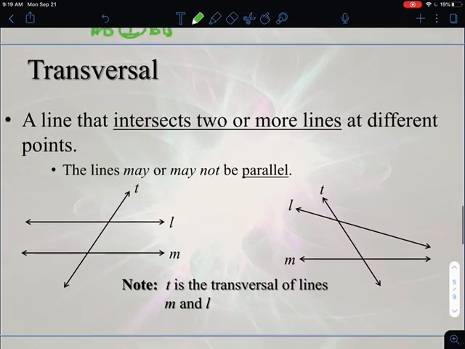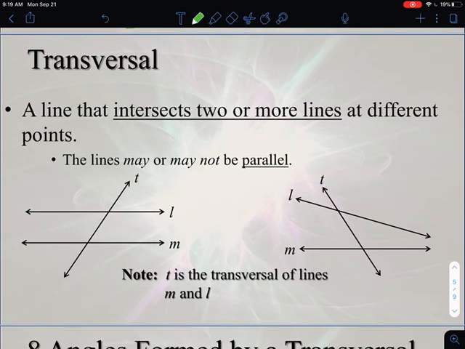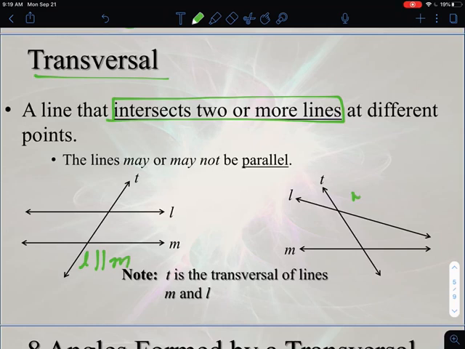Okay. Next big thing, vocabulary term again, transversal. So a transversal is any line that intersects two or more lines. So it's one line cutting through a bunch of others. So it's going to cut through them at different points. The lines may or may not be parallel. So in this first example, line L is parallel to line M, but in the second example, they're not parallel. It doesn't matter whether lines are parallel or not.